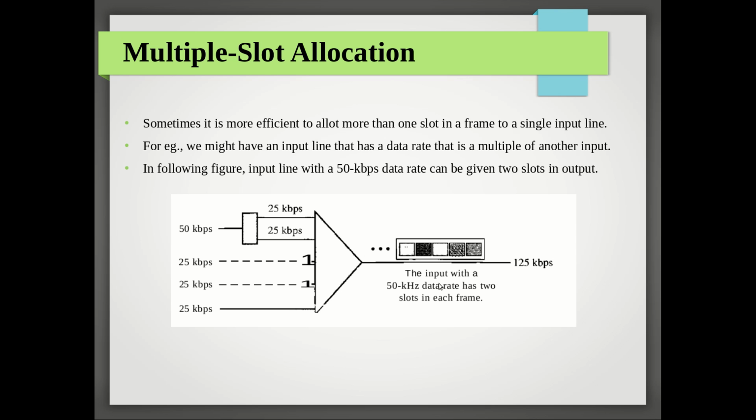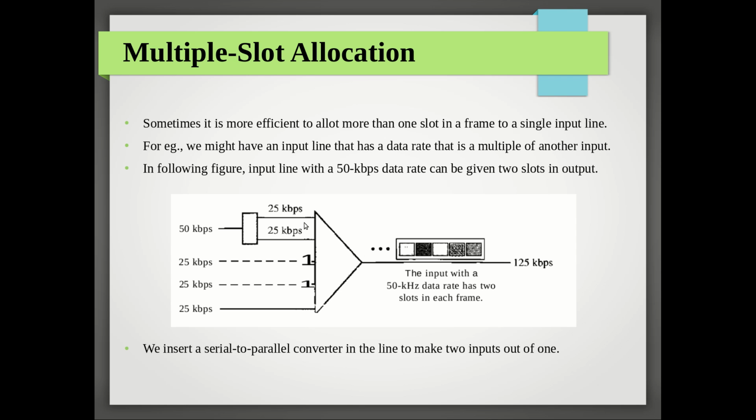The particular frame width is actually 5 slots, and that depends on how many bits are there in a particular slot. It may be 1-bit level interleaving, it can be byte level interleaving. Like that you can decide the frame size. But all together the outgoing link has a capacity of 125 kilobits per second, because it is combining 5 input lines with 25 kilobits per second each. Actually one of the input lines is 50, that we split like this. So this is the idea of multiple slot allocation.